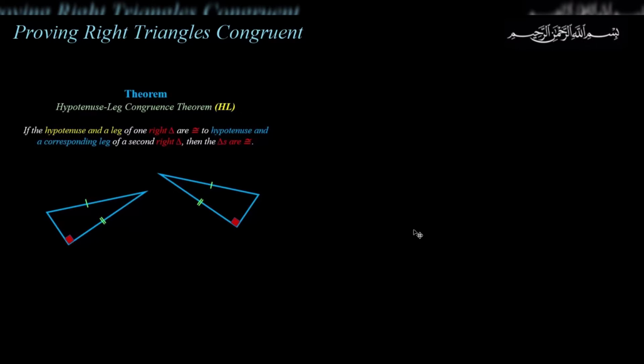So the one new theorem is the hypotenuse leg congruence theorem. That is, how do we prove right triangles to be congruent using this particular theorem? The name of the theorem is hypotenuse leg congruence theorem, or shortly HL. It basically states that if you have two right triangles and you know that the hypotenuse of the first triangle is congruent to the hypotenuse of the second triangle, and one of the legs is congruent, then the two right triangles are congruent to each other.